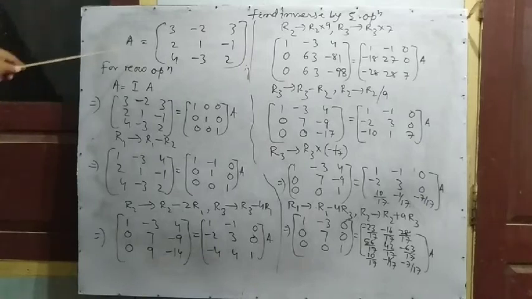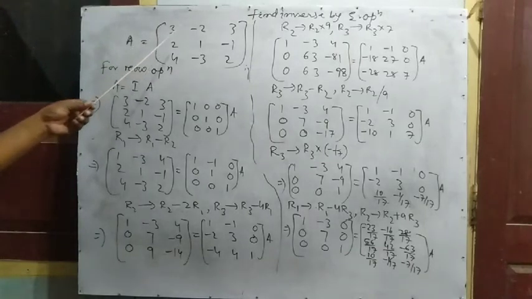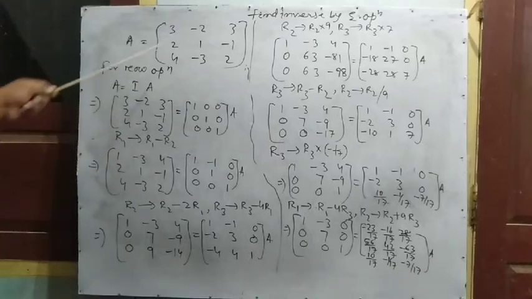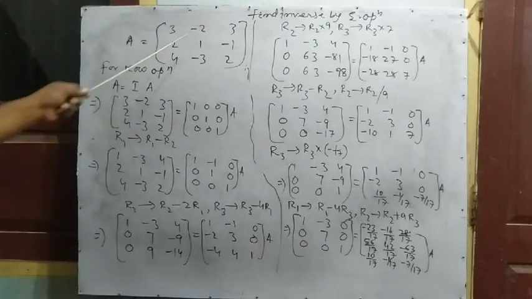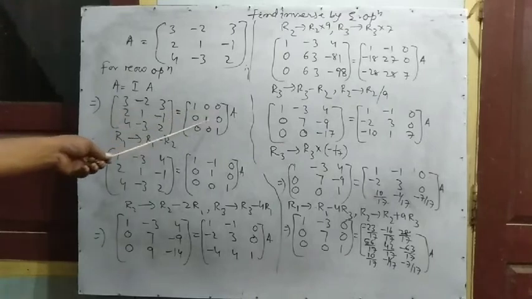Here you will look at finding the inverse by the E operation, means elementary operation. Here A equal to the 3 by 3 matrix given, 1, 3 minus 2, 3, and so on. For the row operation you write similarly A equal to I into A. A means instead of A you put the matrix, but for I, since the matrix is 3 by 3, instead of I you put 1 0 0, 0 1 0 and 0 0 1.